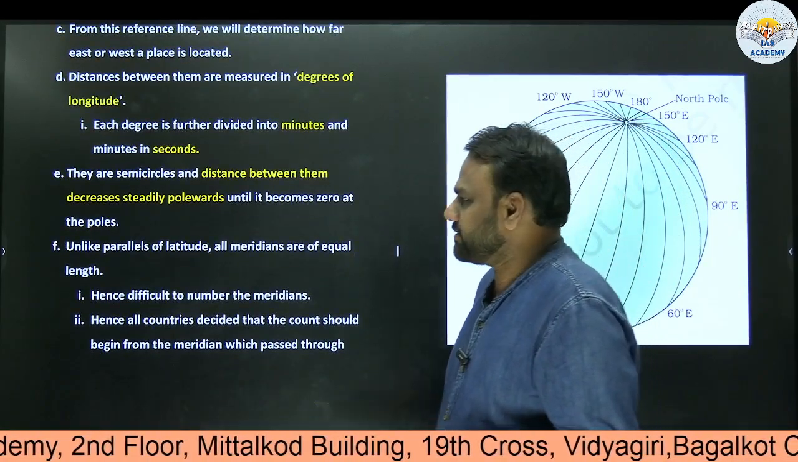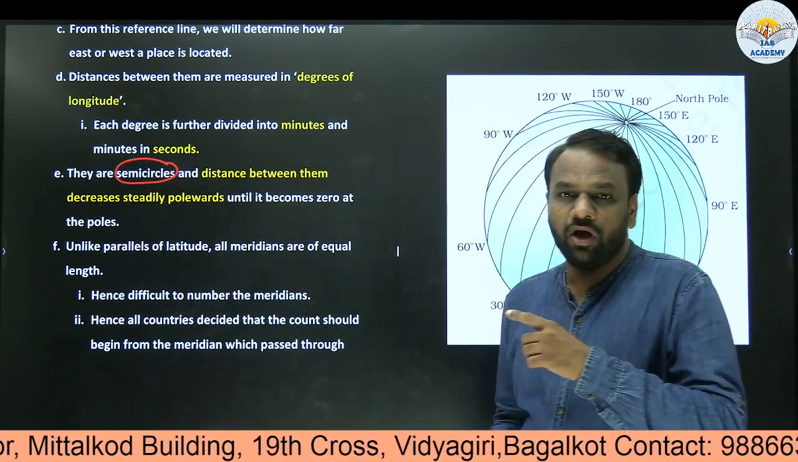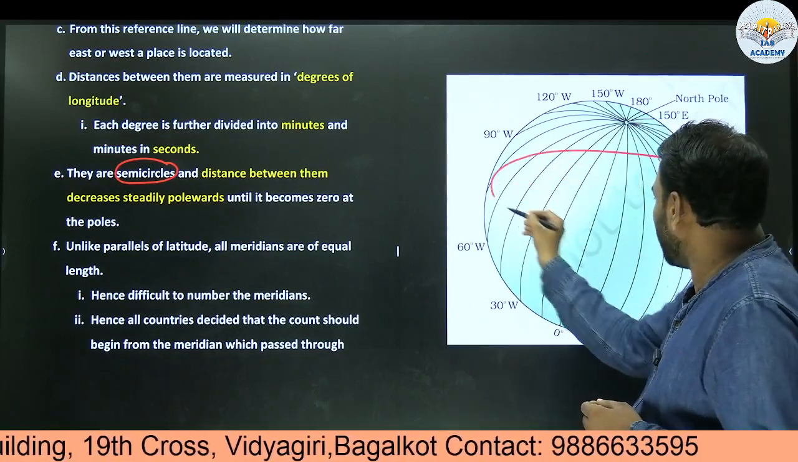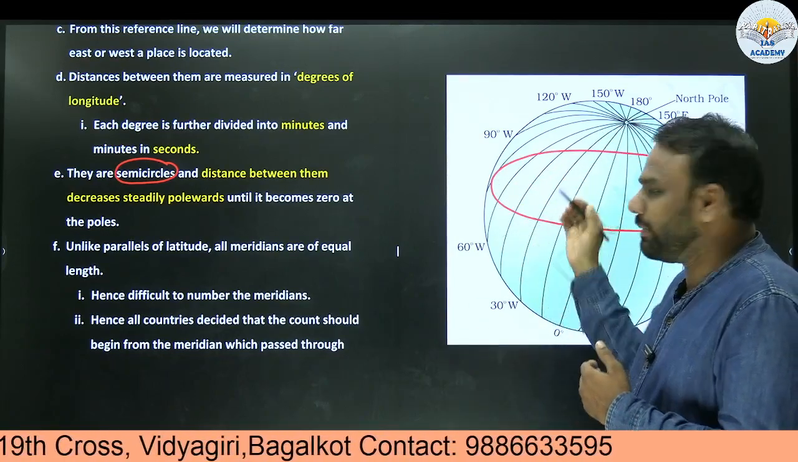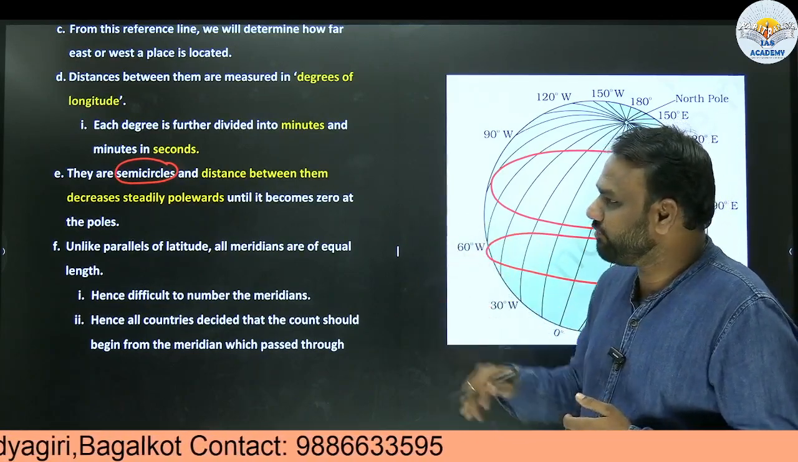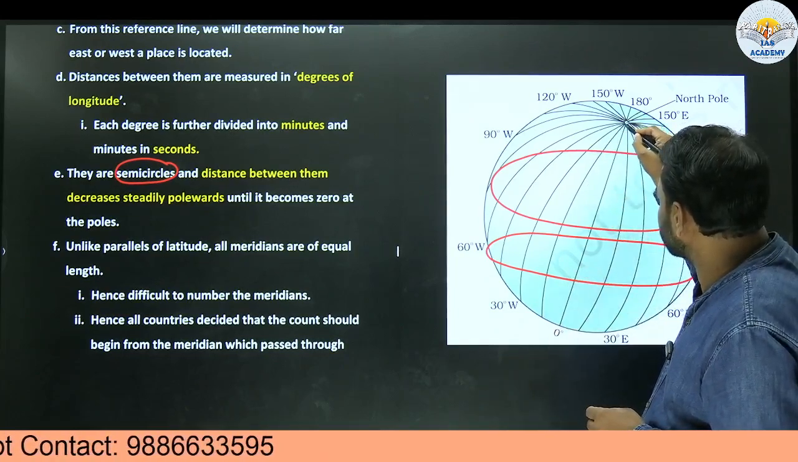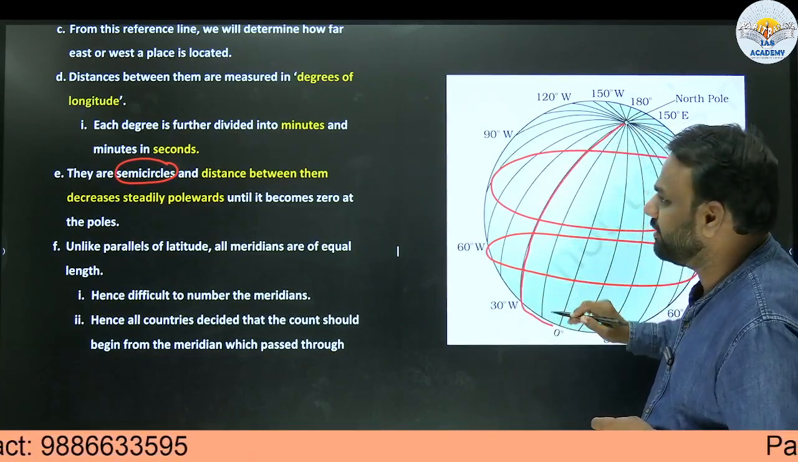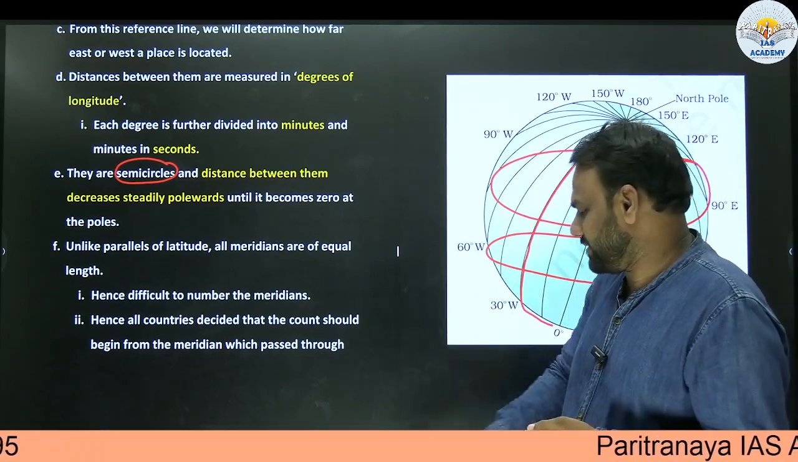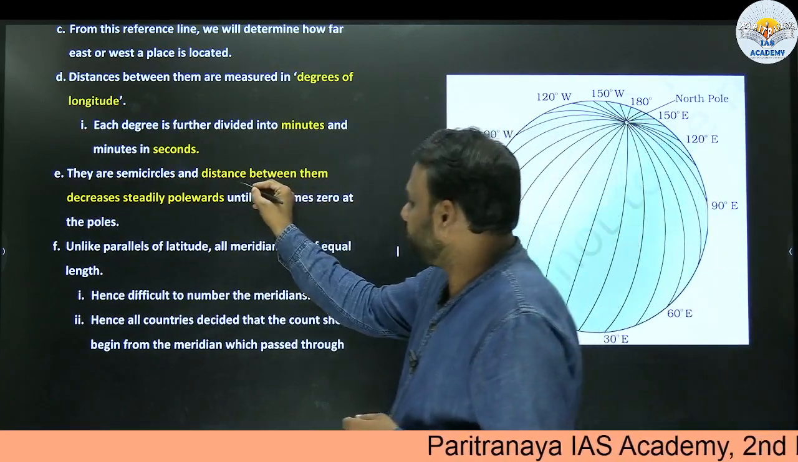Next, another important point here, just note it. They are semicircles. They are not complete circles. If you saw parallels of latitude, they were complete circles. But in the case of longitude, they are not complete circles. They are semicircles. Why? Because they start here and they end here. So compared to latitudes, longitudes are semicircles.